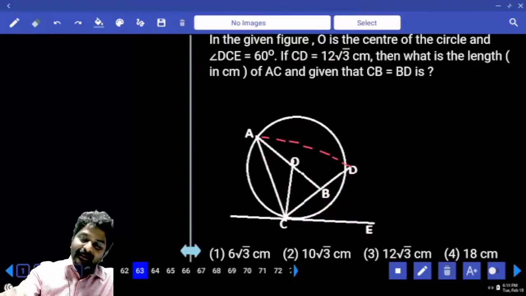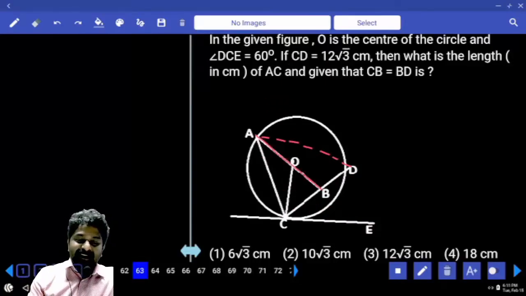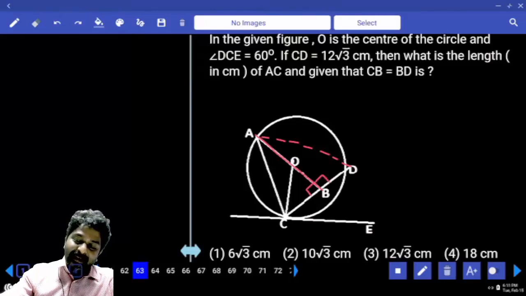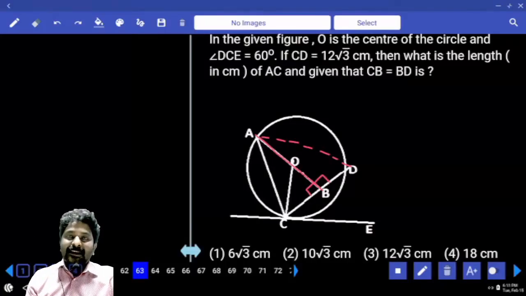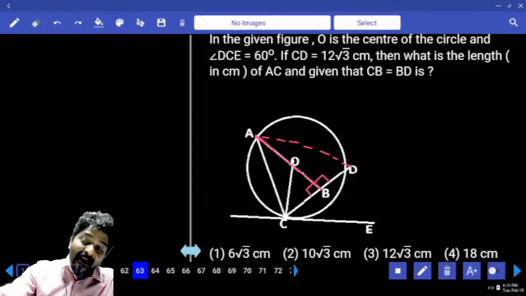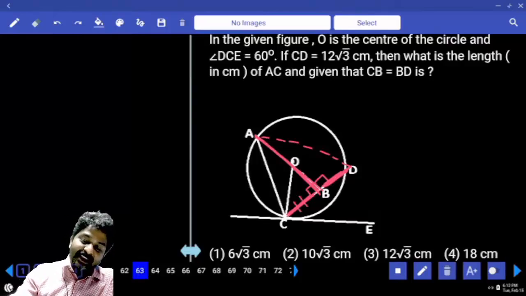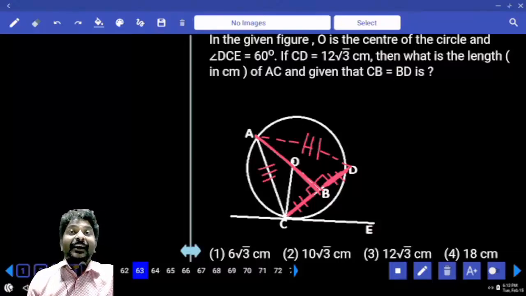So here AB is passing through the center. So here the angle must be equal to 90 degrees. And for triangle ABD also it must be 90 degrees, having the same side here. That means CB is equal to BD. Then these two sides are also equal. Then the third sides AC and AD have to be equal, right?